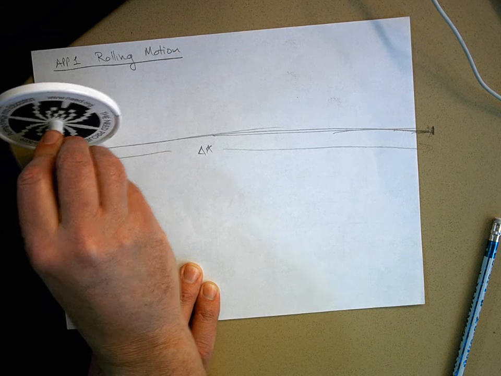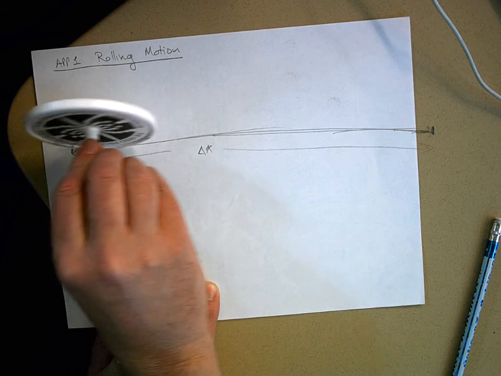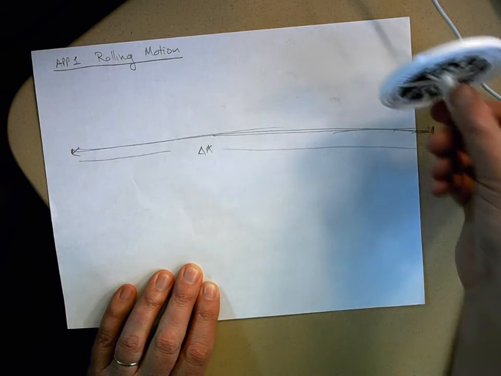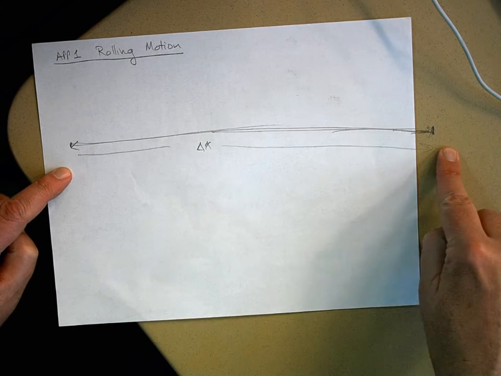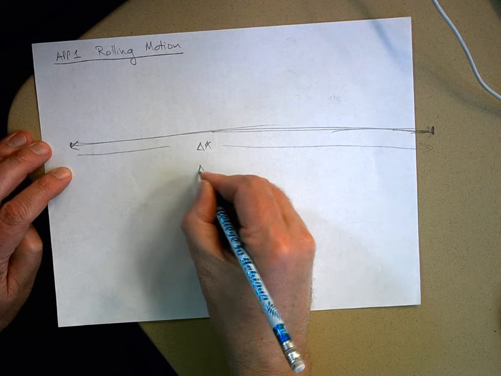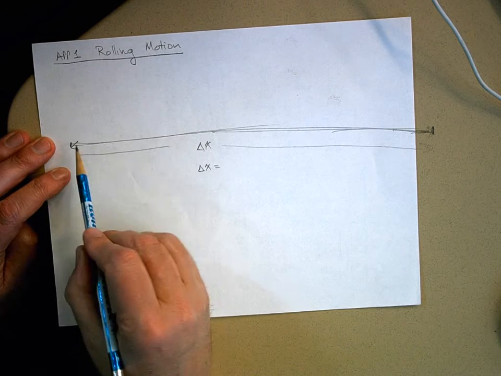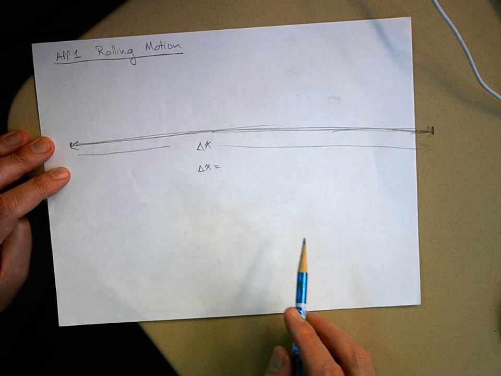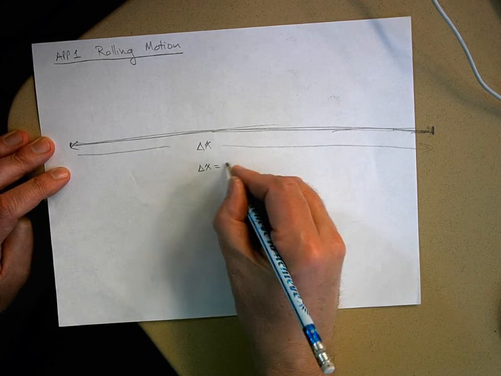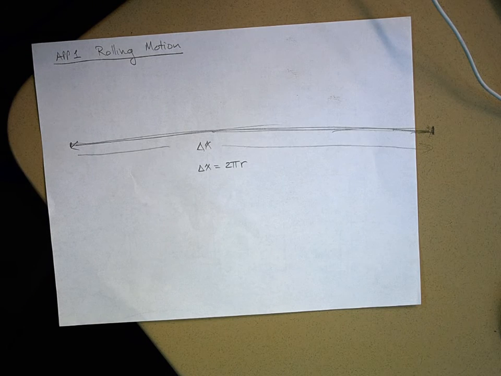All right. So we're going to go all the way around one time. It's like I took the circumference of this and I straightened it out. So delta x is equal to, well, what is the circumference of a circle? It's 2 pi r. You knew that, right? Darn tootin' you did.